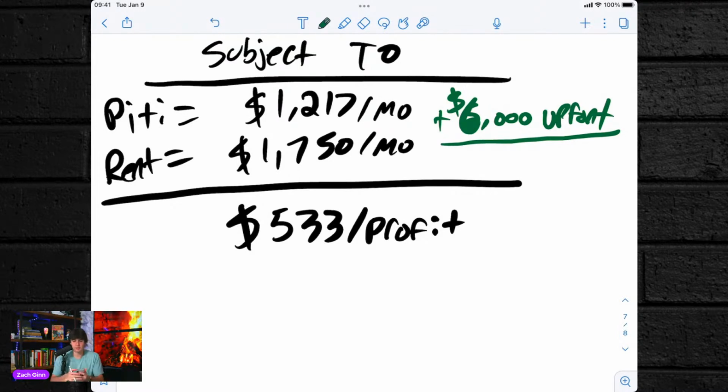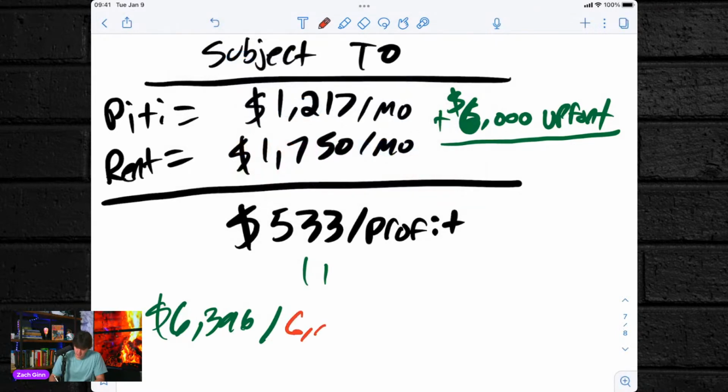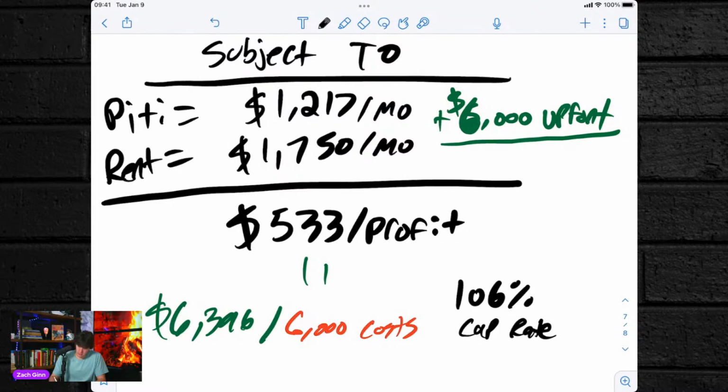So that means $533 a profit a month times 12. That is equal to $6,396 divided by my $6,000 in costs. That's pretty dang good. 6,396 divided by 6,000. That is a, I'll write it like this, that is a 106% cap rate, pretty much. That's insane, right? This is why subject to deals work really well.